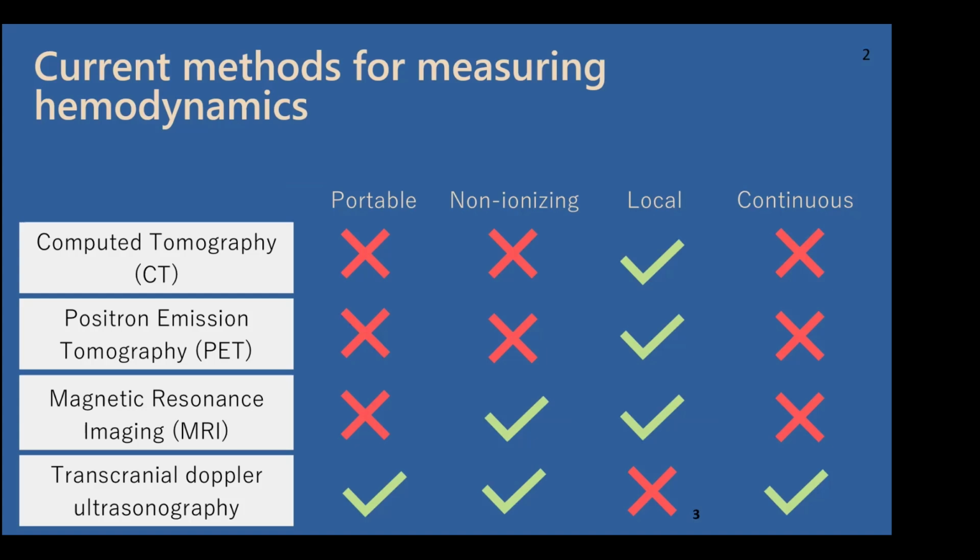There are plenty of techniques used in the clinics that are able to measure hemodynamics, including, for example, CT, PET, and MRI, and maybe a little bit more exotic, transcranial Doppler ultrasonography. I'm sure that you've all heard of them. While they work great, there are some limitations and drawbacks. For example, they're not really portable. CT and PET scans require ionizing radiation, and these scanning methods really only take pictures of what's happening at one instant of time in the hemodynamics. They're not capable of taking continuous measurements.